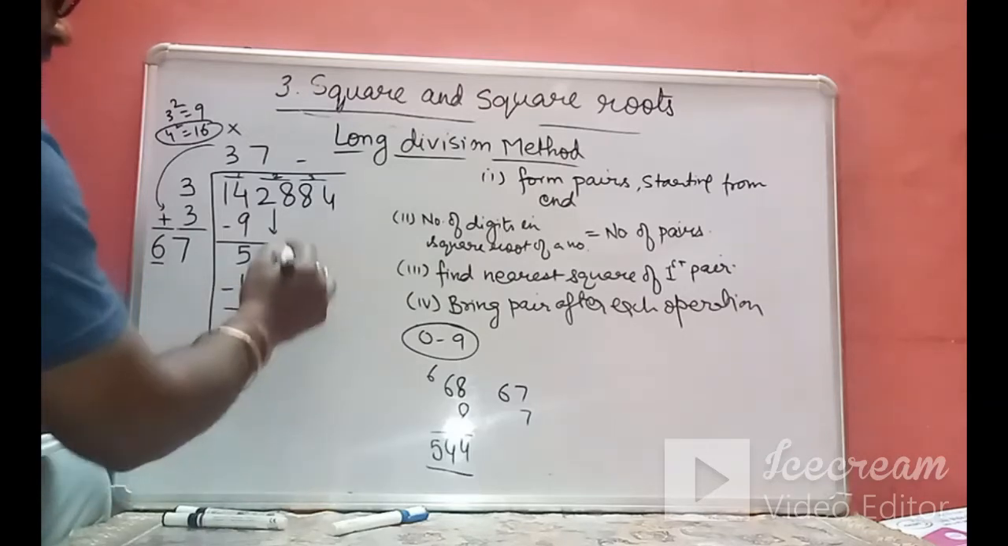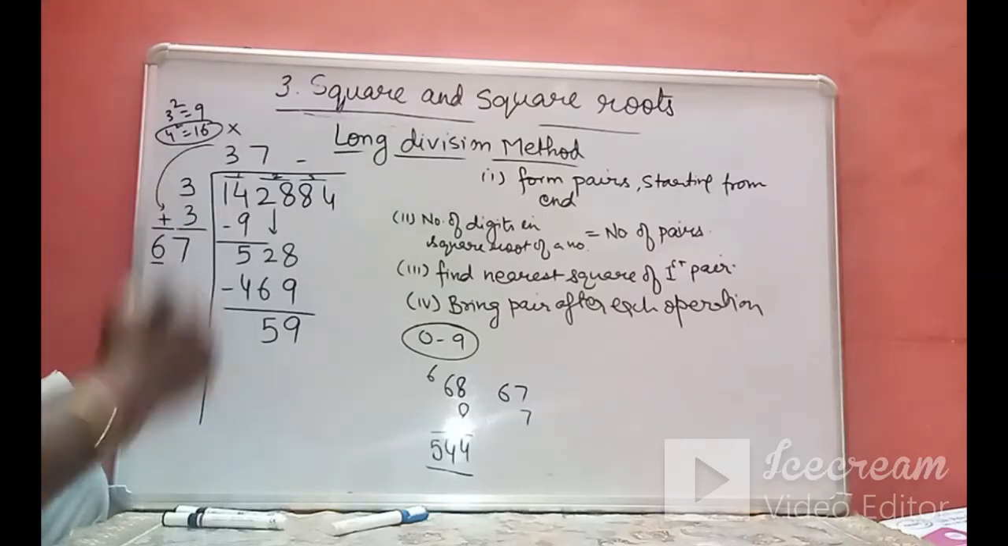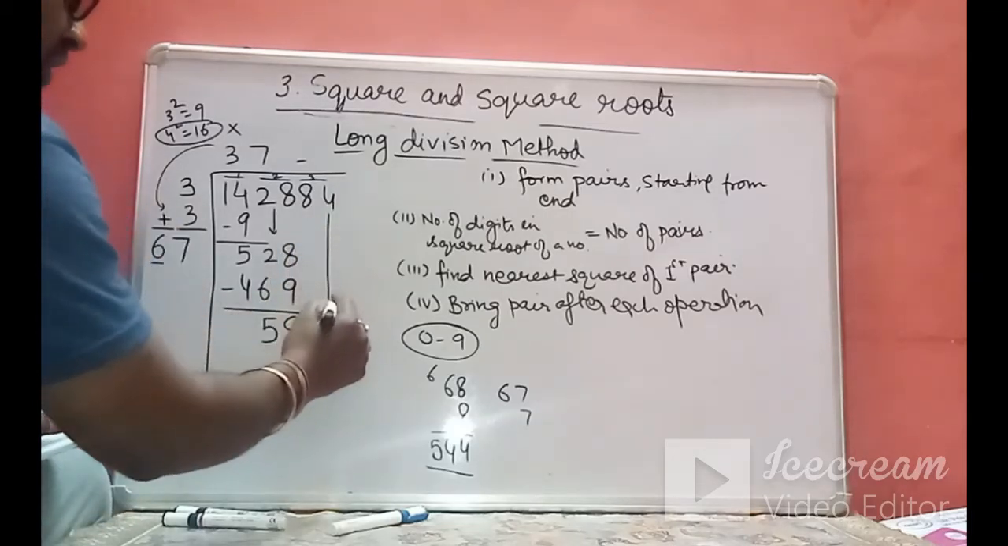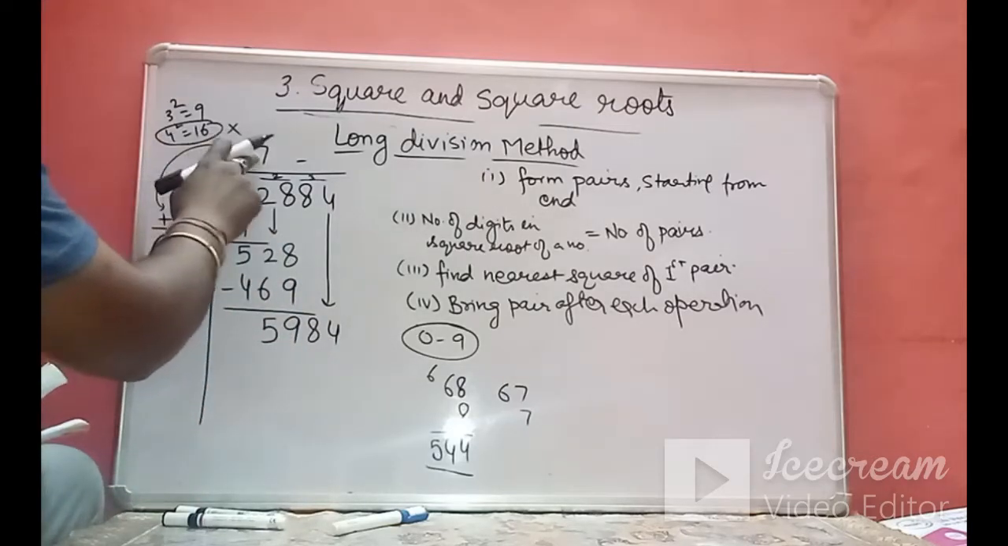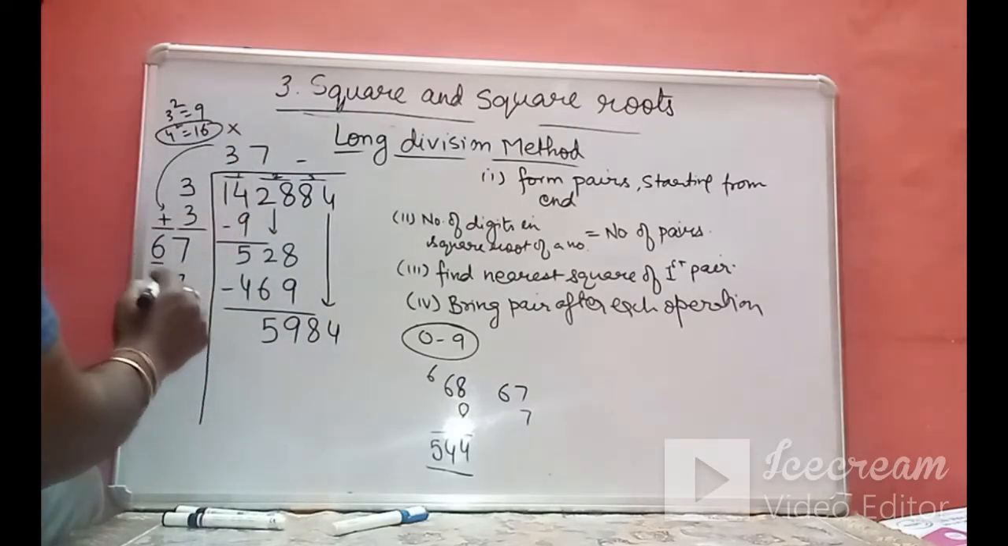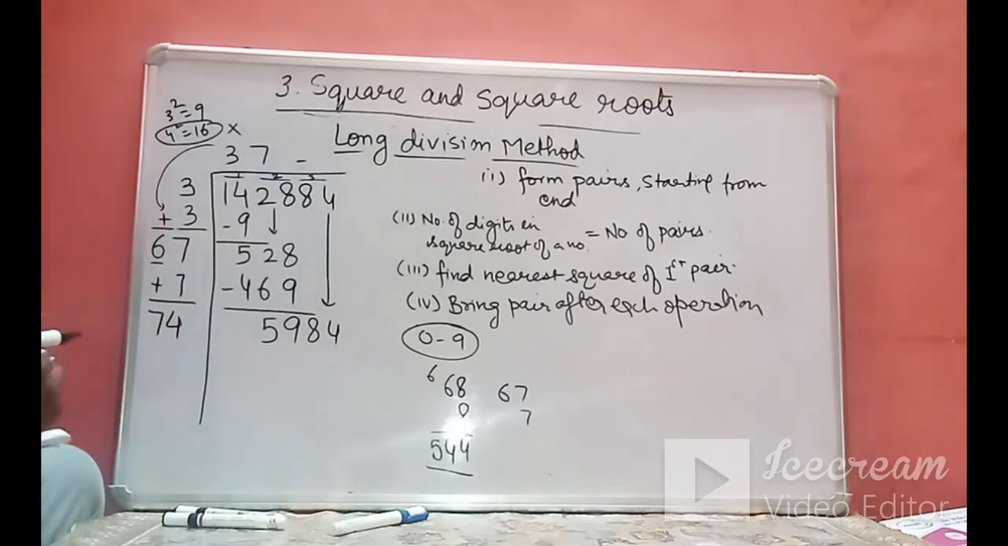46. Okay, then again this pair will come here, 84. And like we have bring this 3, so now 7 will come here and it will add to it and it will give you 74.